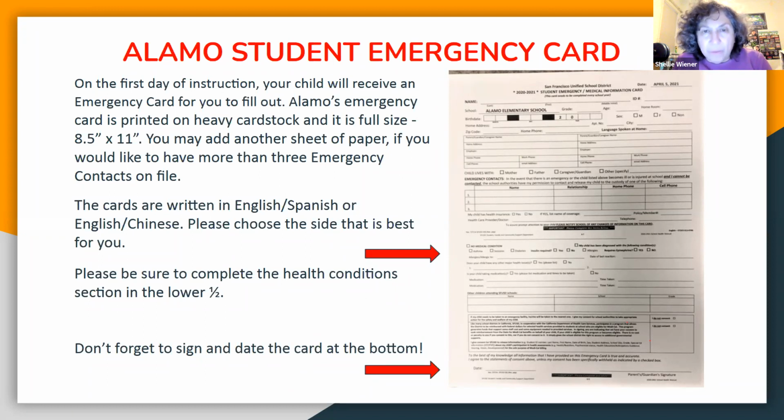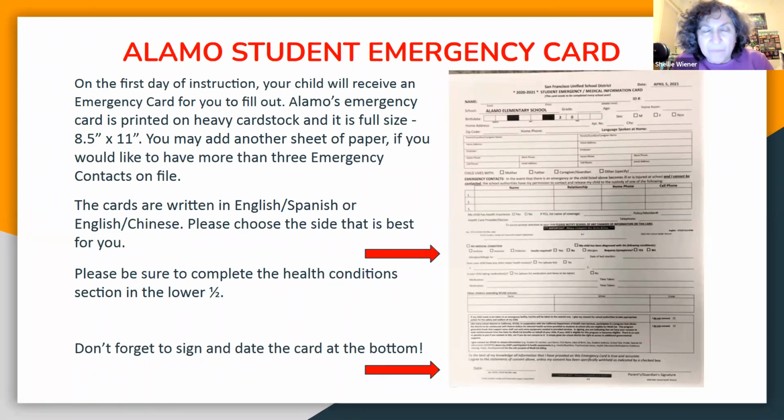If you have more than 3 people who could be emergency pickups for your child, not you, not your spouse, someone else, you may also attach another sheet of paper and we will keep that on file as well. In the lower half of the card, we ask you to indicate if there are any health conditions. You can see the red arrow even if you can't read the details. So if your child should have allergies, if your child should have asthma, you should be able to mark that right there so we are aware.